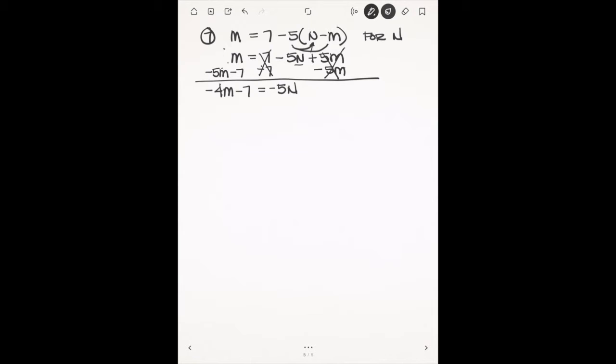The opposite of multiplying by negative 5 is dividing by negative 5. So I'm going to divide everywhere by negative 5. My negative 5's cancel. I get n equals, I'm going to pull my fraction out in front, and when I do that, I'm also going to cancel these two negatives out. So I have 4/5 m plus 7 over 5. And I have n by itself.